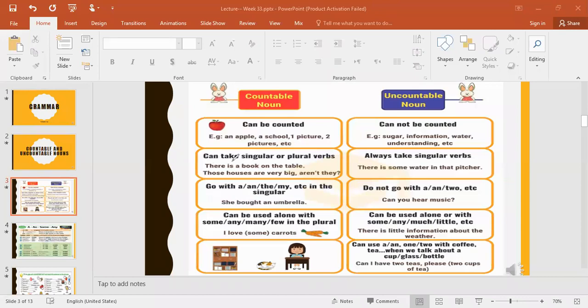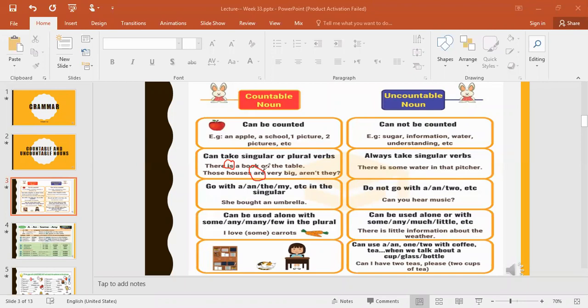Is. Is, thank you. So there is. Is a singular or a plural verb? Singular, very good. So there is a book on the table. Let's look at the second example. Those houses are very big, aren't they? Where's the verb in this sentence? Are, excellent. So are is the verb in the sentence. So are is a singular or a plural verb?